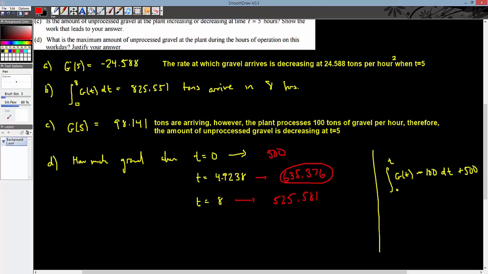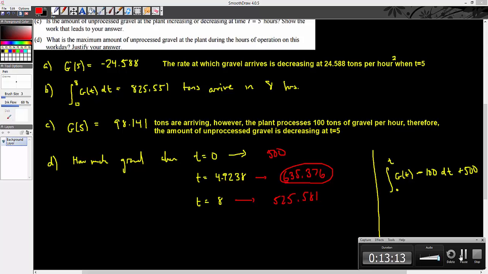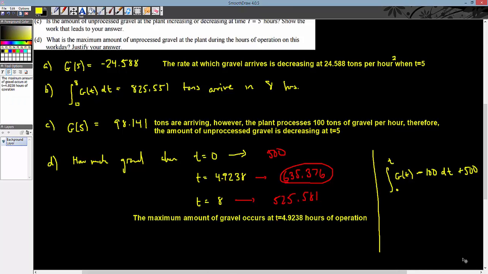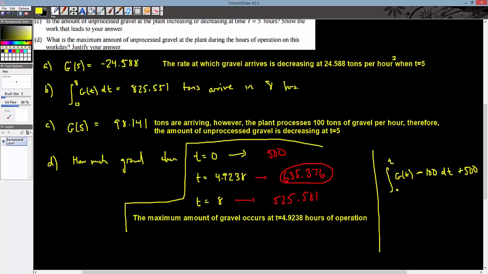So justify your answer. So we want to justify the answer by saying, let me go ahead and pause real quick. All right, you want to justify it by saying the maximum amount of gravel occurs at t equals 4.9238 hours of operation. The other pieces of the justification actually occur from your work right here, because you tested the endpoints, which is one of the steps in an optimization problem, and you also tested where the maximum occurred. So there you go. That is number 151.